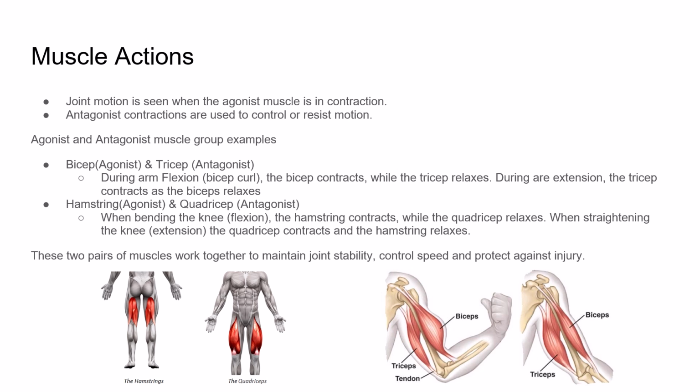We can also take a look at hamstrings and quadriceps, hamstrings being the agonist and quads being the antagonist. During knee flexion, or bending of the knee, the hamstrings will contract and the quadriceps will relax. In knee extension, such as the straightening of the leg, the quadricep will contract and the hamstring will relax. These muscle pairs work in coordination to stabilize joints, regulate speed of movement, and protect against injury.